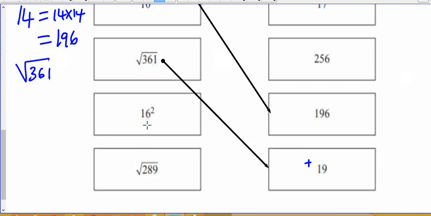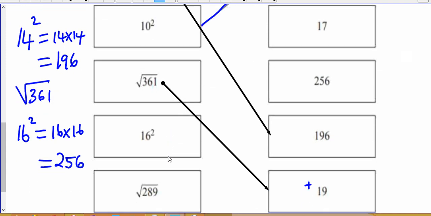16 square, how about 16 square? Okay, 16 square is the same as 16 times 16. And what is that? This is 256. You can use your calculator and see what you get. Do we have 256? Yes, we do. It's here. See that? Correct.